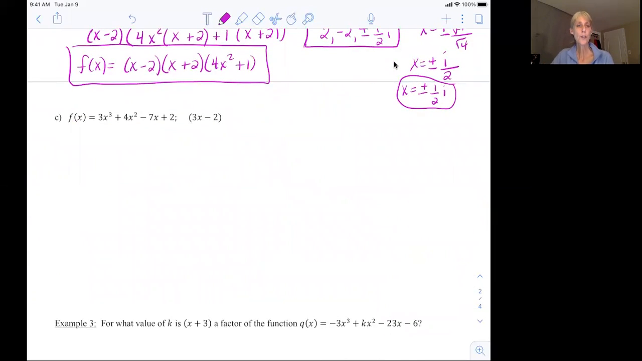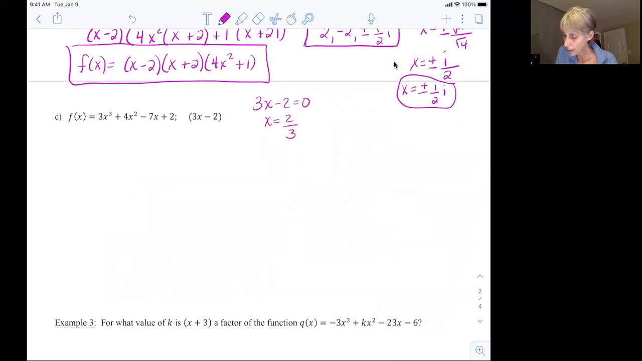F of x equals 3x cubed plus 4x squared minus 7x plus 2. And I want to see if 3x minus 2 is a factor. So the first thing I have to find out is what the actual x-intercept would be. So our x-intercept would be 2/3 to make 3x minus 2 a factor. And then I go over here, 3, 4, negative 7, and 2. I'm just going to write 3, 2, 1, 0, so I make sure I don't have any missing spots there. I'm dividing by 2/3. That's the number I want to put out front.